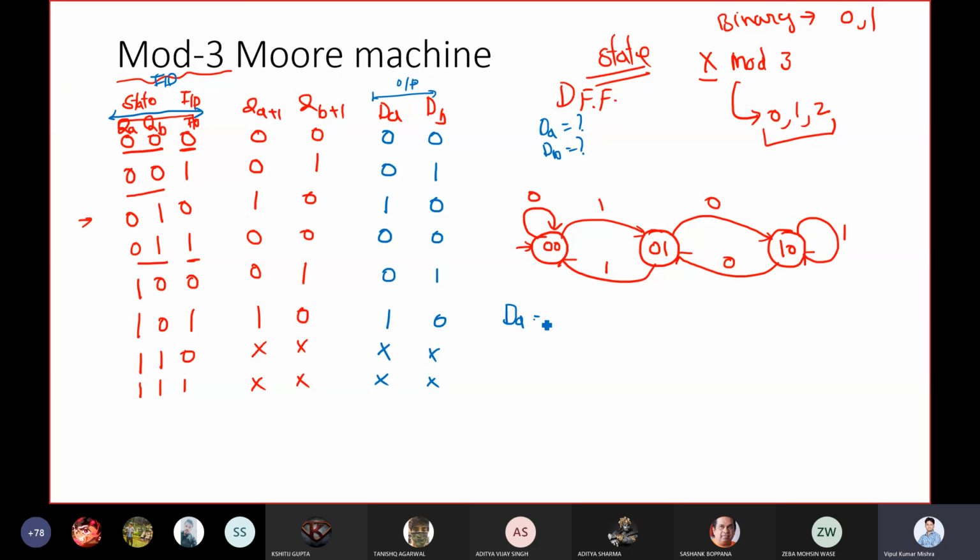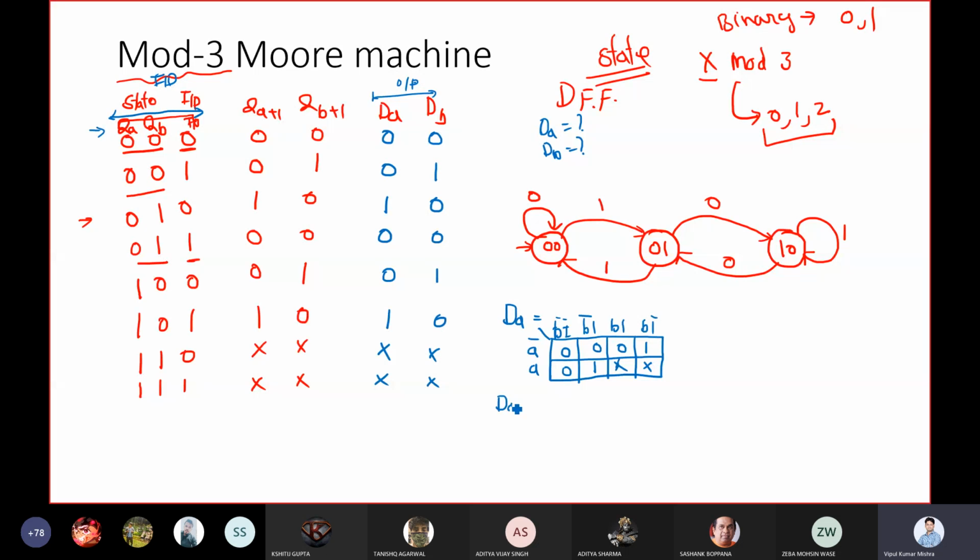So DA, let me do it quickly. So we will have a K-map. You can also do it at your end, and you can just do it for DB so that we can easily figure it out. So you can say it's A bar, A, B I bar, B I, I'm always taking this sequence A B I, so that sequence I'm following. B I, B I bar. Now putting the values 0, 0, 1, 0, 0, 1, X, X.